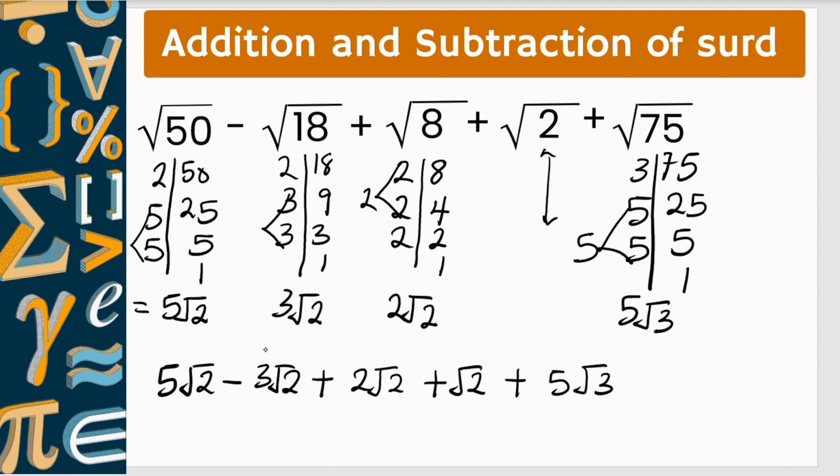So we're going to simplify 5 root 2 and 3 root 2 because they are like surds. So 5 minus 3 will be 2 root 2. Then 2 root 2 plus 2 root 2 will be 4 root 2, plus root 2, plus 5 root 3. Okay, so 4 root 2 plus root 2.